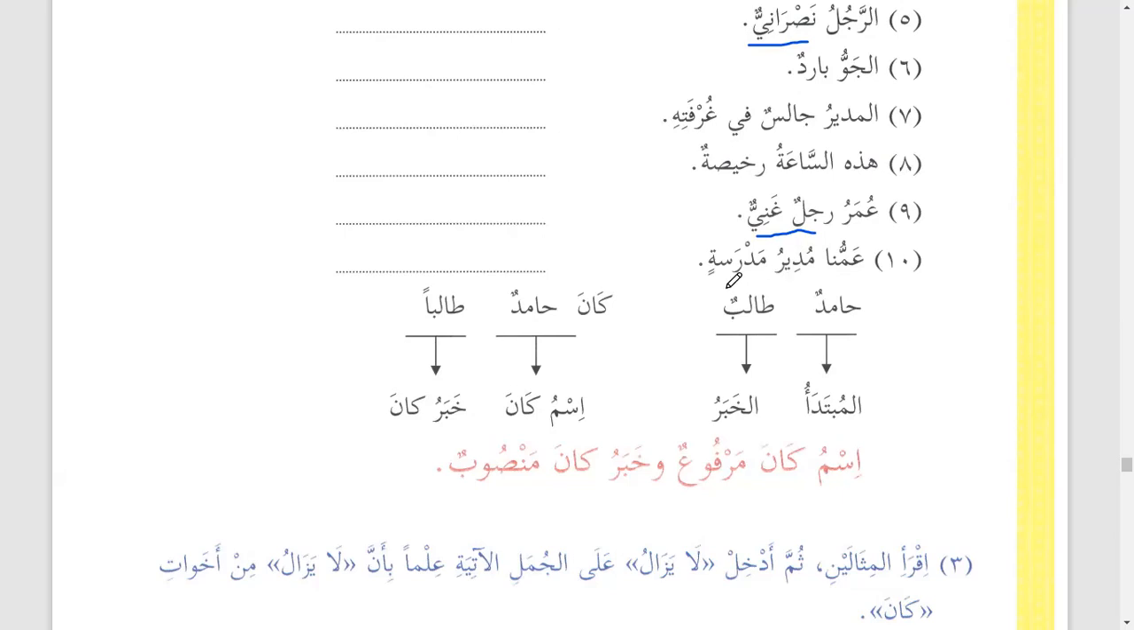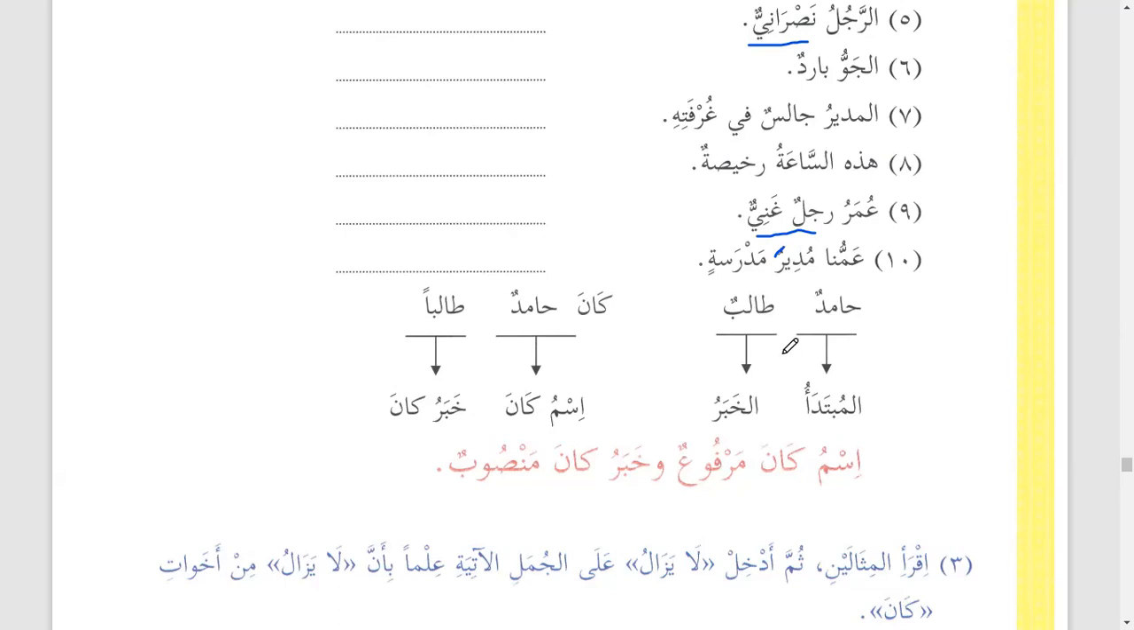Ammuna mudiru madrasatin. Our uncle is the manager of the school. Of a school, because madrasatin is mudaf ilayh and it is a common noun. So we say Ammuna mudiru madrasatin. My uncle is the manager of a school, not the school. Yes, please. Kana ammuna mudira madrasatin. Our uncle was the manager, or the principal, of a school.